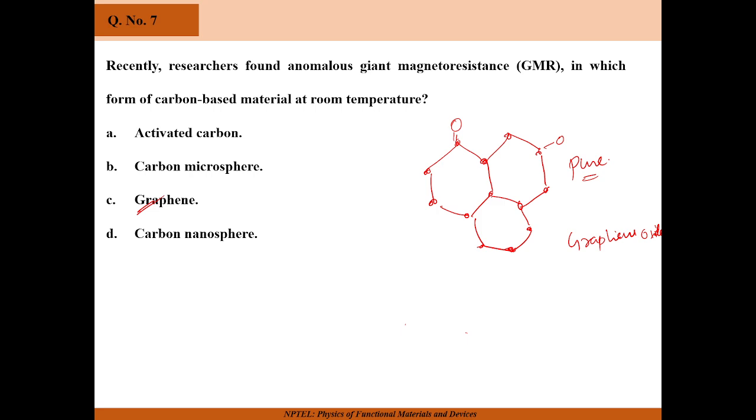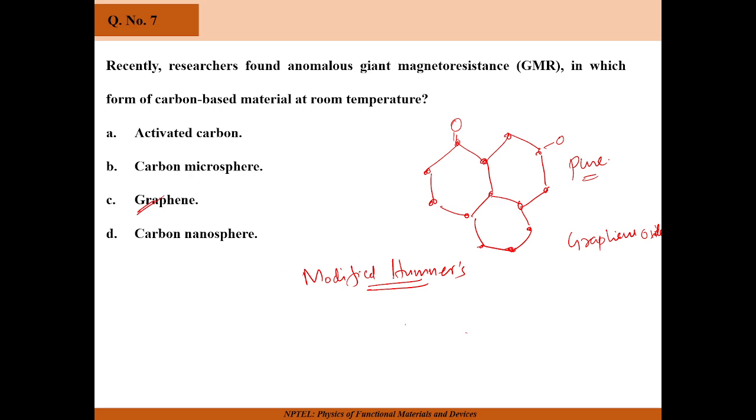How do we create graphene oxide? We do that by using a technique called the modified Hummers method. This is a very frequently and commonly used technique to create graphene oxide.